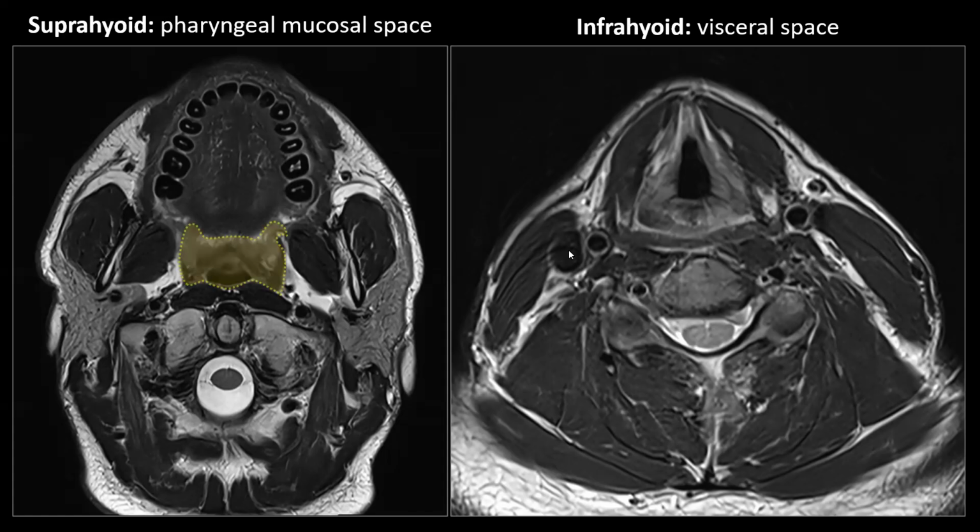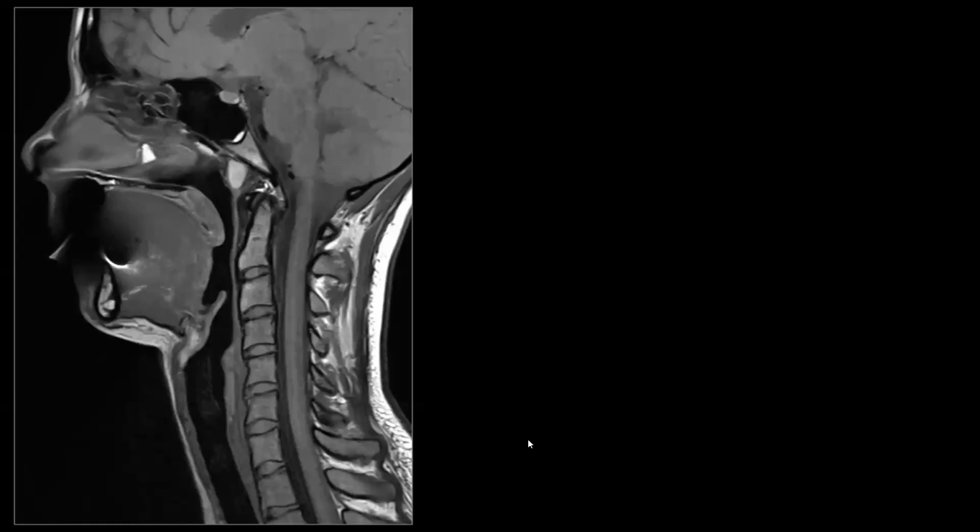In the infrahyoid neck, so here we see the pharyngeal mucosal space in the suprahyoid neck, and the infrahyoid neck, also considered part of the visceral space, are the strap muscles, which are also visible, located here anterior to the thyroid cartilage on this MRI image.